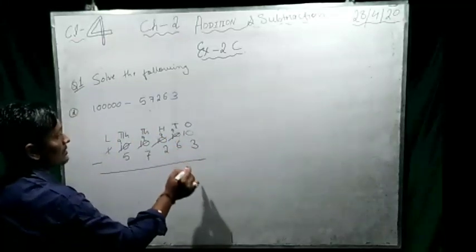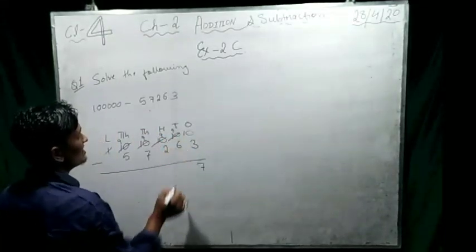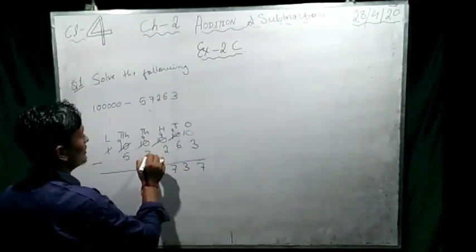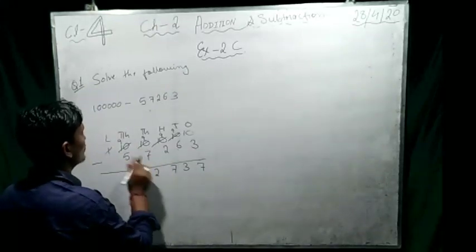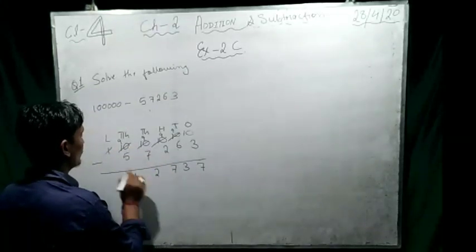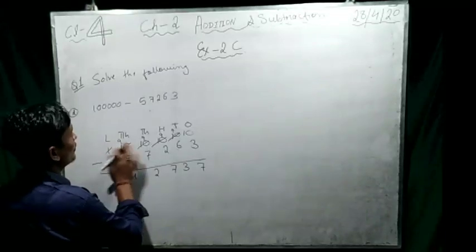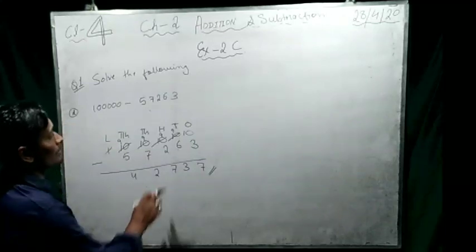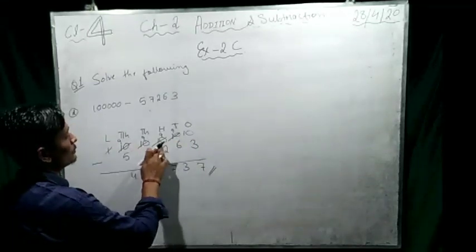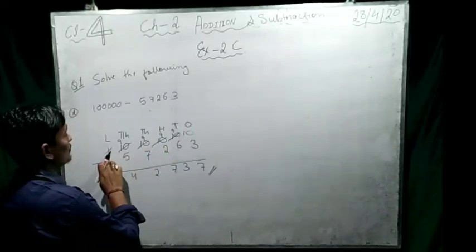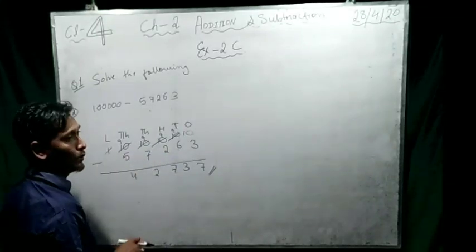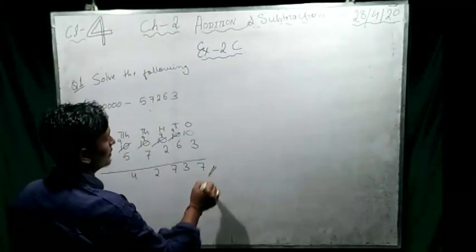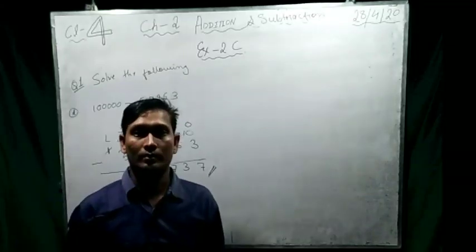So 10 minus 3 is how much? 7. 9 minus 6 is how much? 3. 9 minus 2 is 7. 9 minus 7 is 2. 9 minus 5 is 4. So this is already over. Why? Because we have borrowed. So what is left is 0. So your answer is clear, how to do. If we cannot borrow from here, then we have to borrow from here. If we cannot from here, then we have to see the number. Can we borrow from 0? No. We can borrow from this 1. Clear? Okay. So practice it. Thank you everyone.